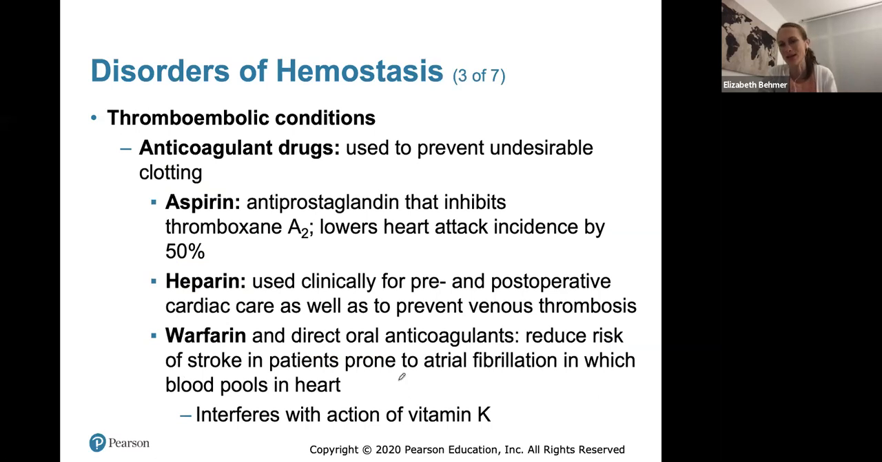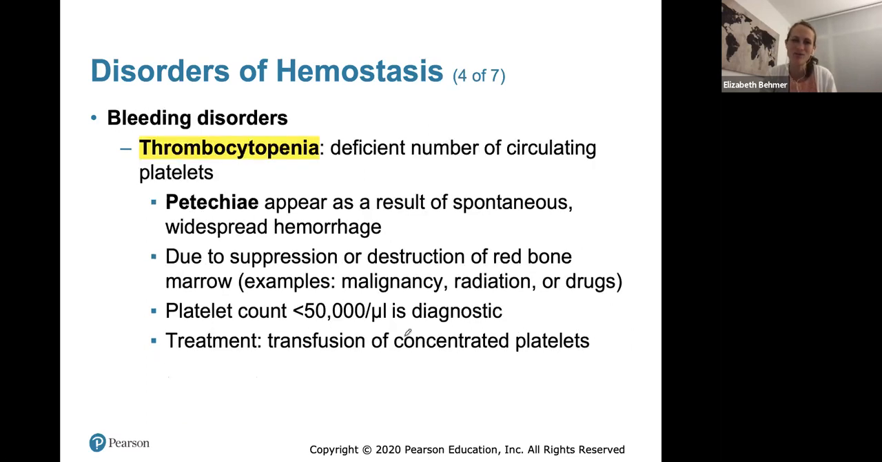Here we get to some anticoagulant drugs used to prevent undesirable clotting. In people with these preexisting conditions, such as my dad, for example, he had a blood clot in his lungs. He was very overweight, very heavy. He ended up in the hospital, and then he totally changed his diet around. I think the reason he's still alive to this day is because he got a wake-up call. But he's on warfarin. Anyway, aspirin can lower heart attack incidence. So these are all anticoagulant drugs that will try to prevent clotting. Heparin and warfarin are some anticoagulant drugs you might have heard of.